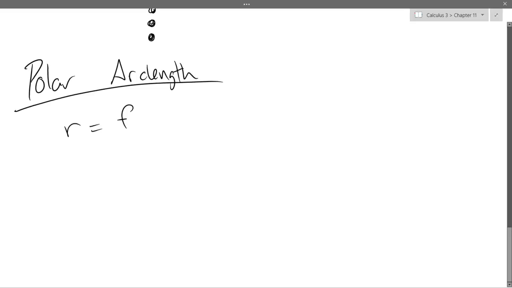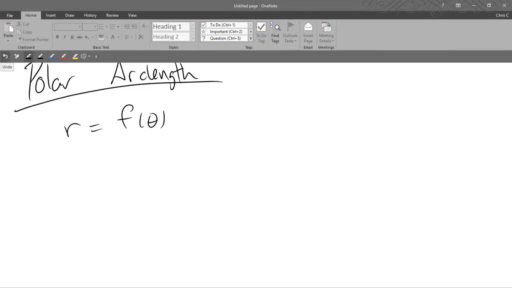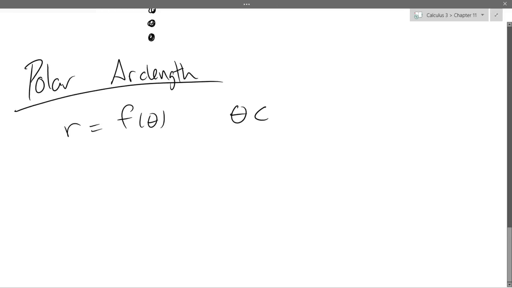So our function, just like before, radius needs to be a function of theta. And we're going to go with our limits of integration. Let's go with some nice interval notation. We're going to go from alpha to beta. So this will be the exact same start as before. And x equals r cos theta, y equals r sine theta.